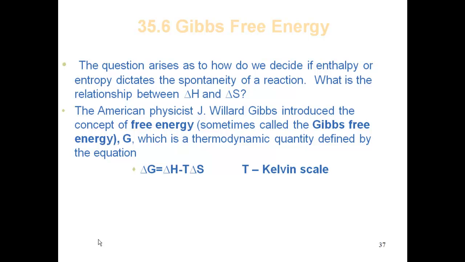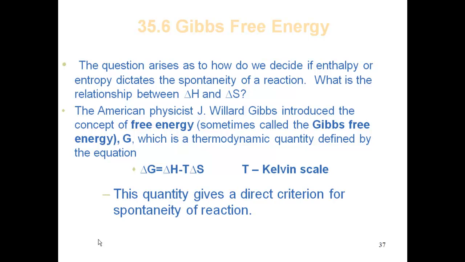So if we can calculate the enthalpy term, and we can calculate the entropy term, and we put this into this equation, we get some value for G. By looking at that value of G, we can determine whether it's a spontaneous or non-spontaneous reaction. In this equation, T has to be on the Kelvin scale, which is a value that's always positive. It's 0 or higher. There's no negative temperature on the Kelvin scale. So this quantity gives us a direct criterion for spontaneity of reaction. The value of delta G will just dictate to us whether it's a spontaneous or non-spontaneous reaction by accounting for that enthalpy and that entropy term in that equation.